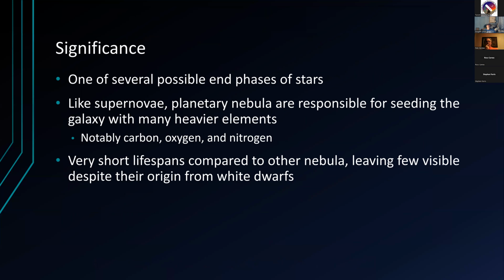Planetary nebulas are important because they are one of several possible ending states for stars. When stars reach the end of their life, they will typically die in one of several ways, the others being neutron stars and black holes, and the other being white dwarfs and planetary nebulas together.